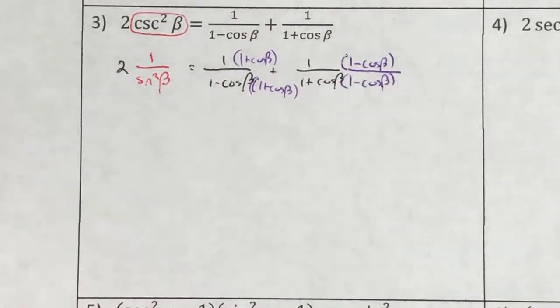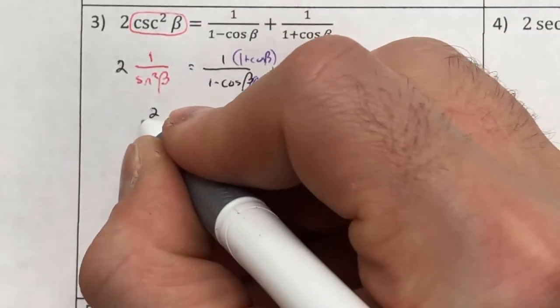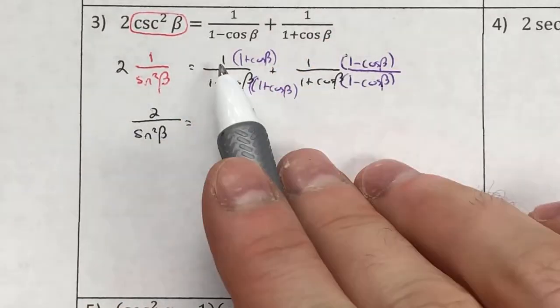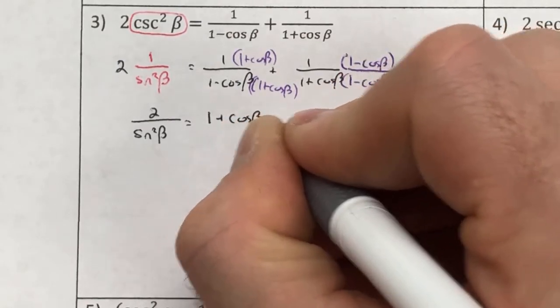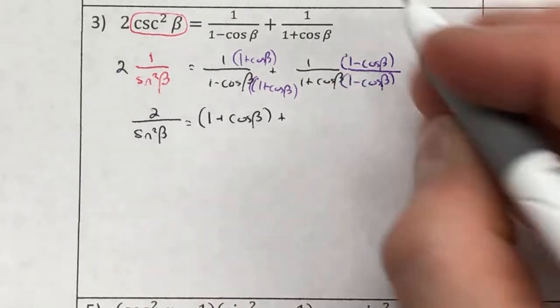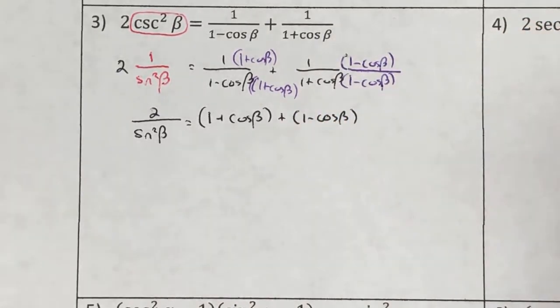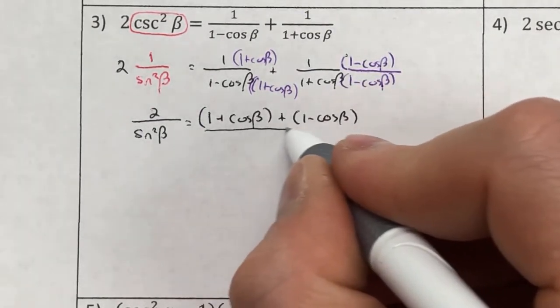Okay? Now what that will help me do, I'm going to go ahead and move that 2 up to the top. I'm going to distribute this 1, so I get 1 plus the cosine of beta, plus I'm going to distribute this 1, so 1 minus the cosine of beta. And then I'm going to go ahead and FOIL this term because this is now my new denominator.